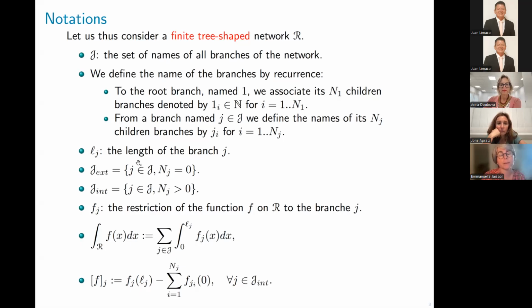You have to distinguish between internal and external nodes. Here, external nodes are only the leaves of your network, so you distinguish between the root and the leaves, and you have some internal nodes. As we are going to integrate on the network, I define the integral on the whole network as the sum of the integrals on all the edges. I also define a sort of bracket operator, Fj. It's the balance between the fluxes: the outgoing flux minus the sum of the incoming ones.